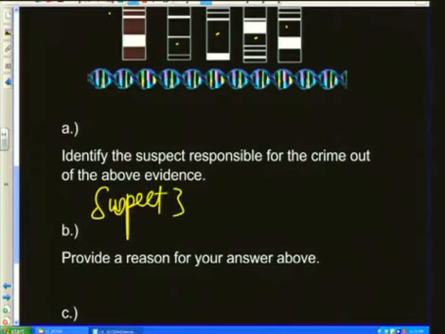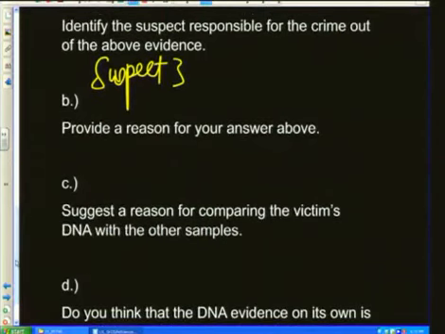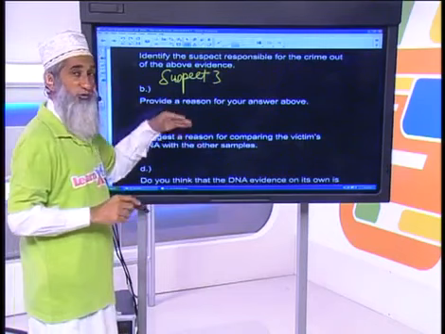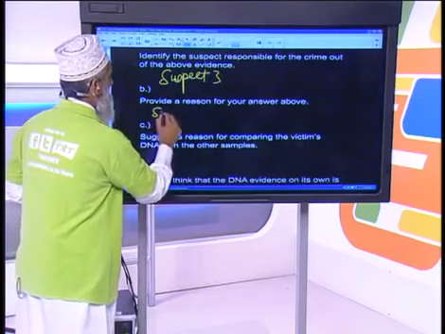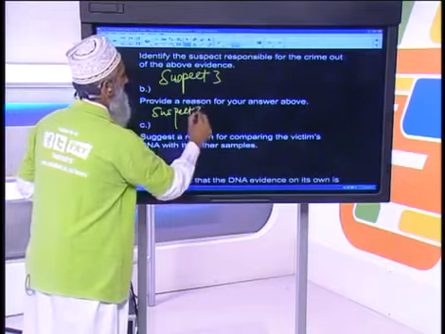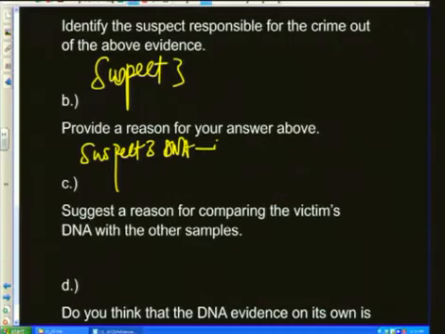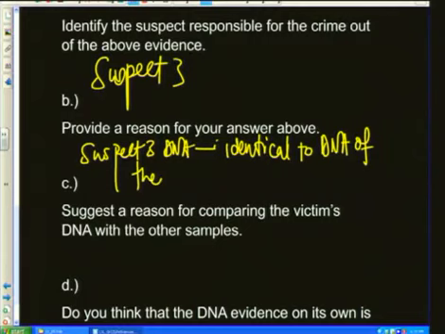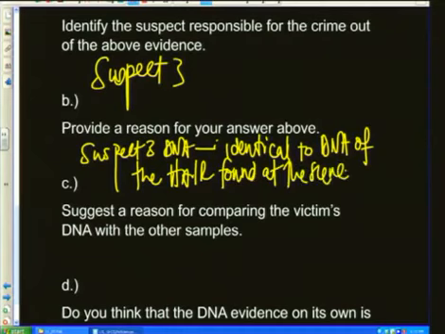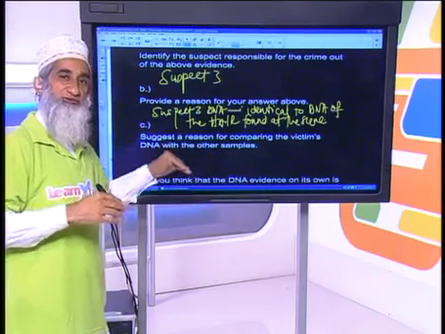And you'll notice whenever they give you a question like this, they always follow it up with: provide a reason for your answer above. No matter which case scenario you get, your answer for the second one will always be the same. Why? Because whichever suspect you choose, suspect 3's DNA is identical to the DNA of the hair found at the scene. As you grow into life science, you're going to realize that these types of questions are asked and the answer is always the same.